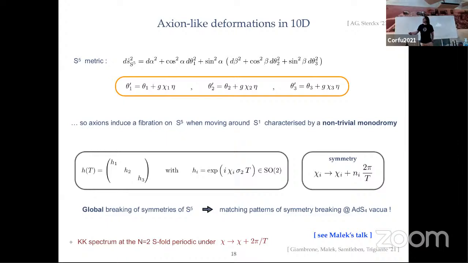So you see this essentially from the action of this monodromy. And then it was very nicely shown in a paper by Manuel and collaborators that the Kaluza-Klein spectrum at this n equals 2 family of S-folds was also periodic under this shift. So this is really proving that these chi parameters look non-compact from 4D, but once you understand them from higher dimensions, they are compact.